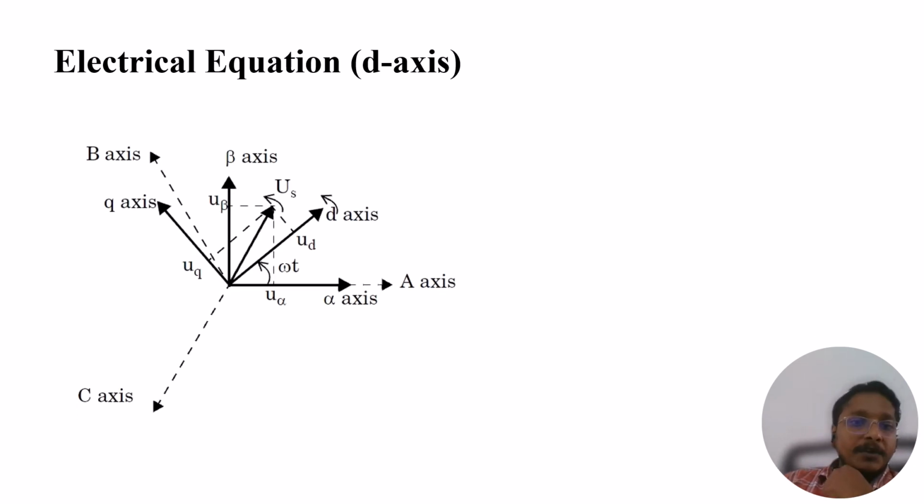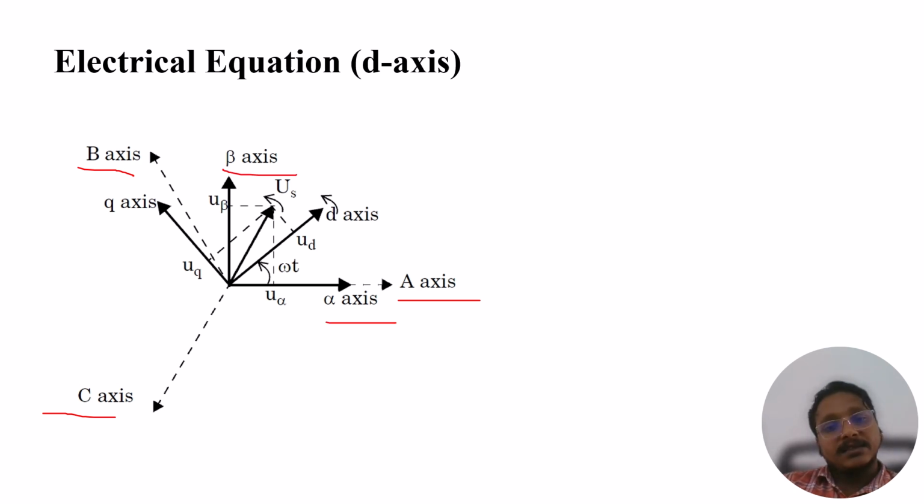If you see here, this is the A axis, the C axis and the B axis, which are 120 degrees apart. And alpha beta is a combination in between the two. That means a three coordinate system is converted into a two coordinate system, which we call alpha and beta. Alpha is always aligned with the A axis, that means it will be 0, and the beta will have a 90 degree phase shift.